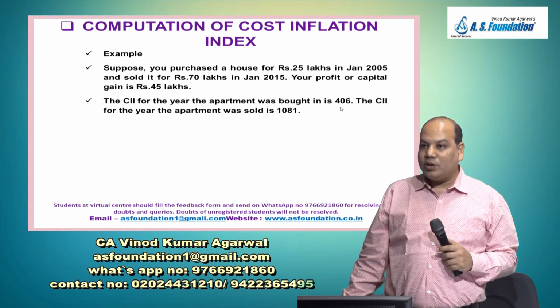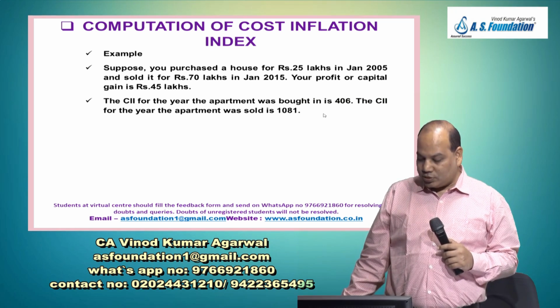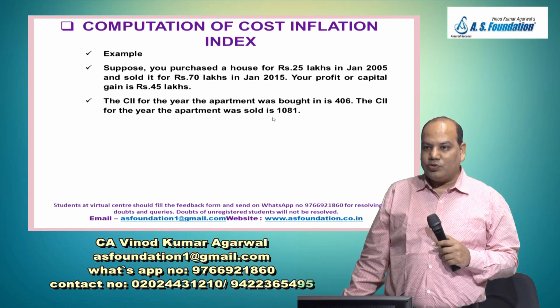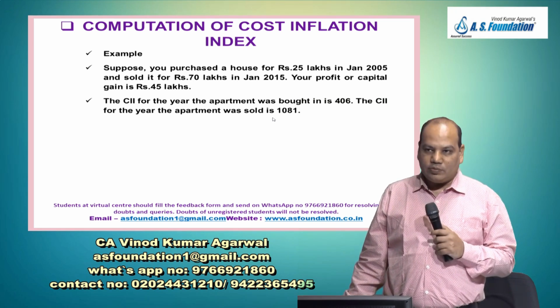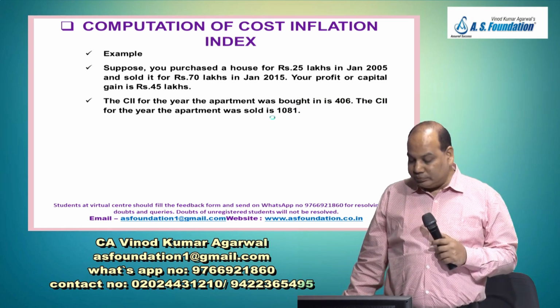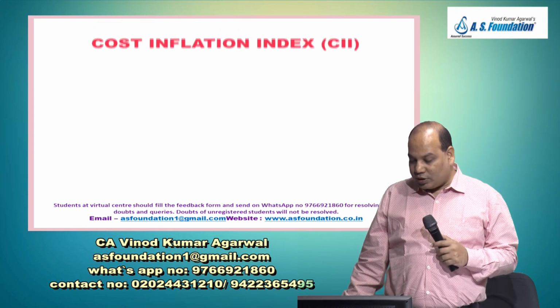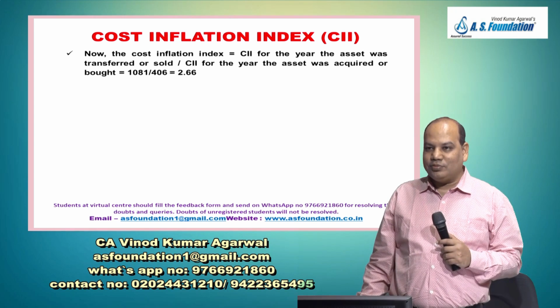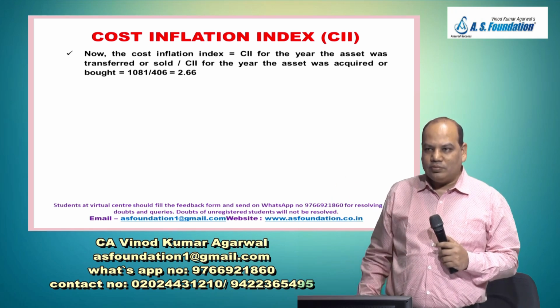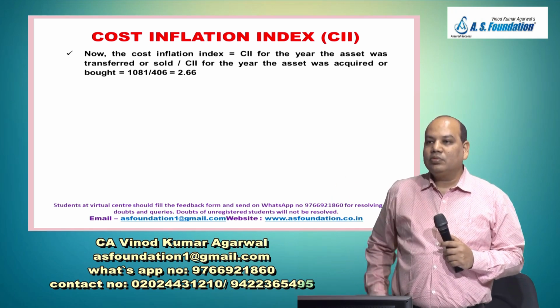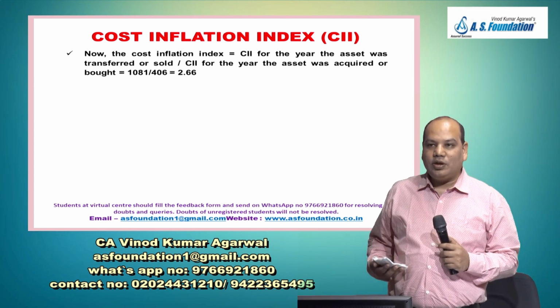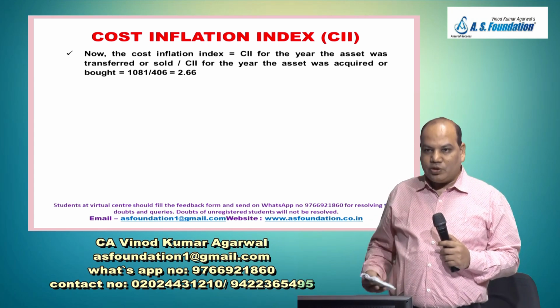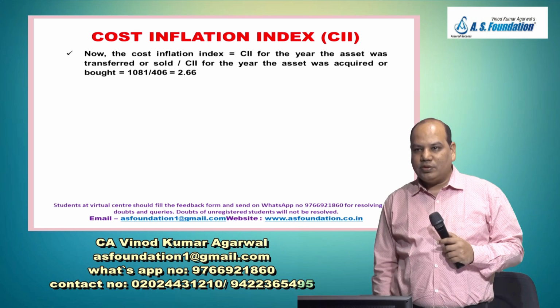The index in the year in which the apartment was bought was 406. The index in the year in which the apartment is sold is 1081. This is given by the government. Right now, I am not interested in identifying how they calculate this index. Do you know? Some weighted averaging they do. How is the actual calculation done? I don't know, but it's based on some weighted average calculations.